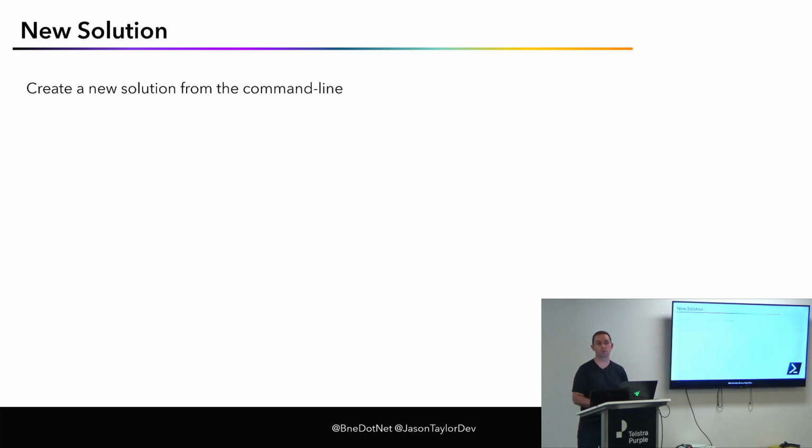Once the template's installed, it's really easy to use. You can use it from the command line using dotnet new ca-sln.